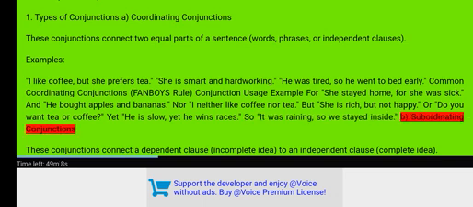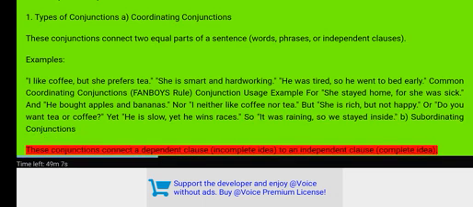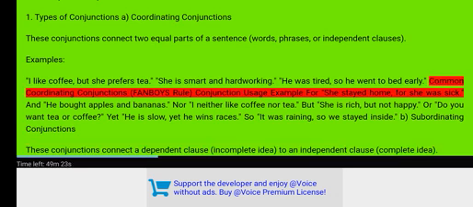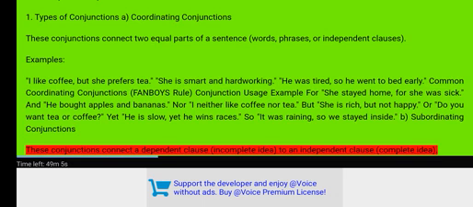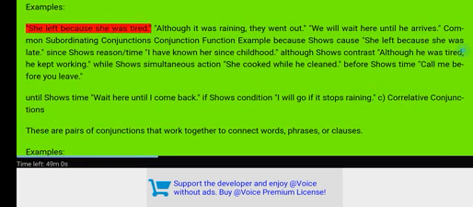B. Subordinating conjunctions. These conjunctions connect a dependent clause, an incomplete idea, to an independent clause, a complete idea. Examples. She left because she was tired. Although it was raining, they went out. We will wait here until he arrives.